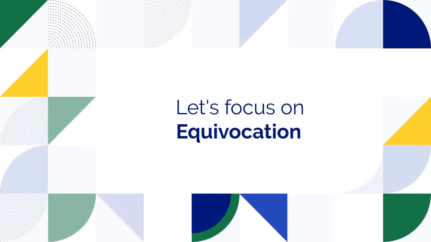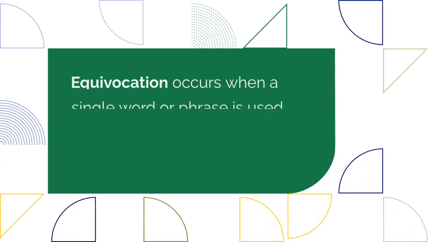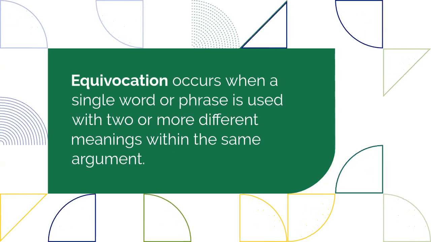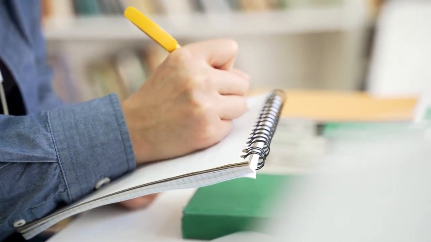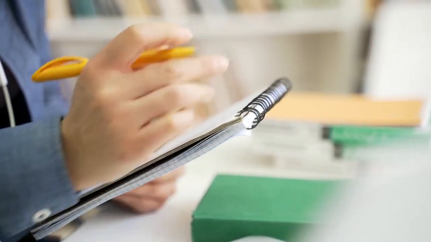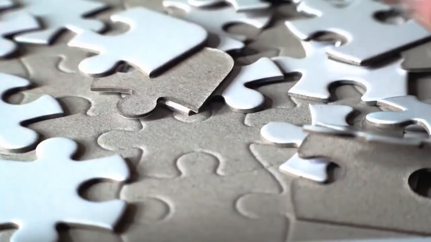Now, let's focus on equivocation itself. Equivocation is a very specific and common type of ambiguity fallacy. It occurs when a single word or phrase is used with two or more different meanings within the same argument. The speaker or writer subtly shifts the meaning of that key word or phrase from one premise to another, or from a premise to the conclusion. This shift in meaning is often quite subtle and might go unnoticed by an uncritical listener or reader.